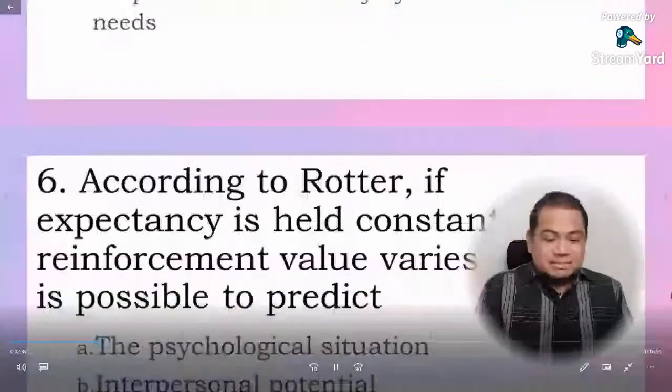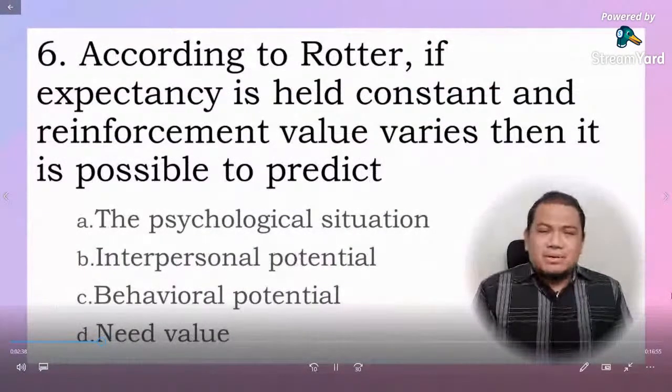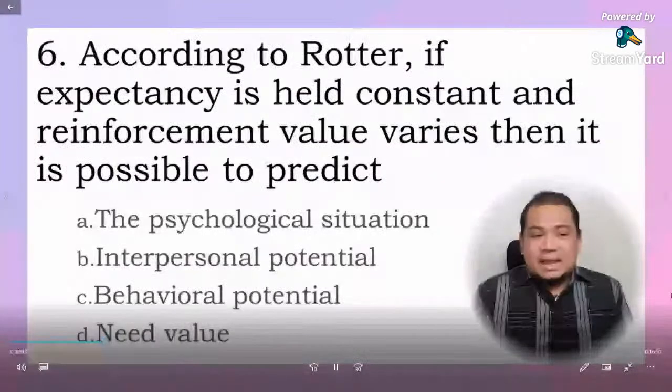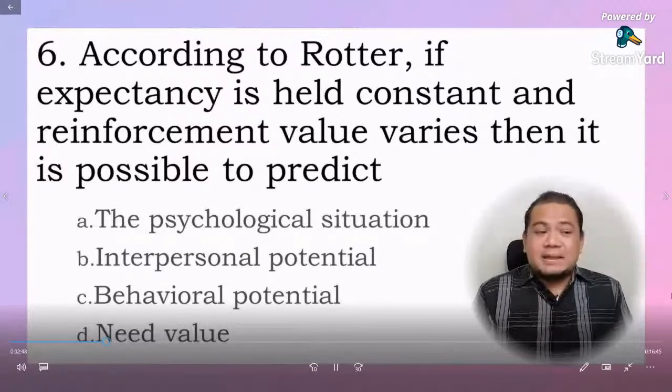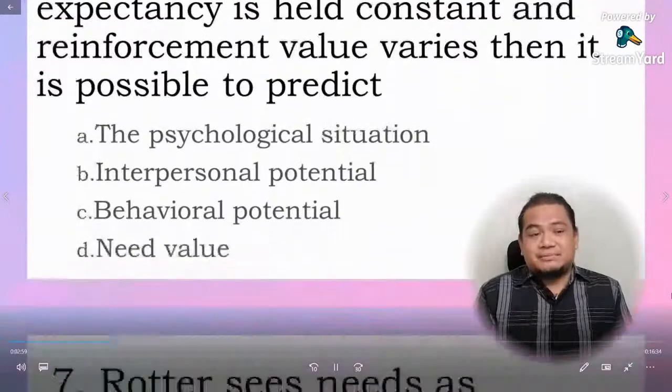Number 6. According to Rotter, if expectancy is held constant and reinforcement value varies, then it is possible to predict A. The psychological situation. B. Interpersonal potential. C. Behavioral potential. Or D. The need value.